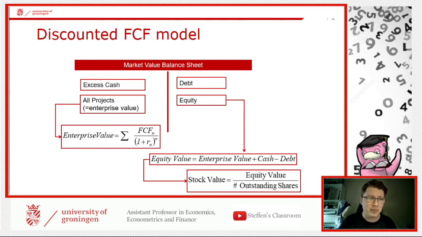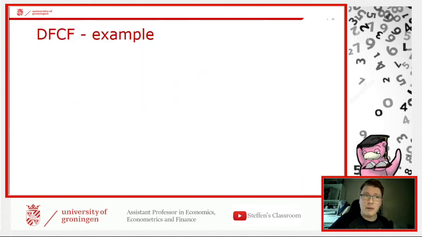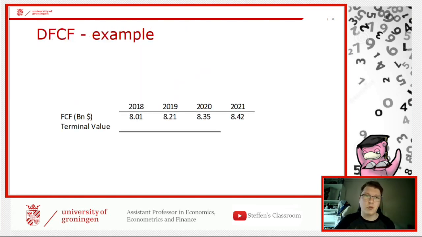So I'll remember that. Carrying on, you divide the enterprise value by the number of outstanding shares, which is public information. Okay, that's pretty good. And once we know this, we have everything we need. So let's use an example because that's really nice.